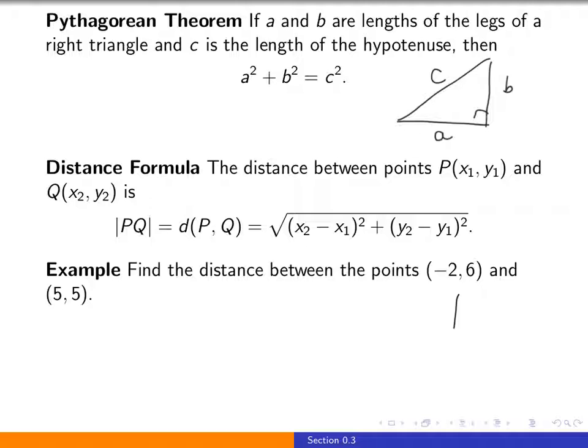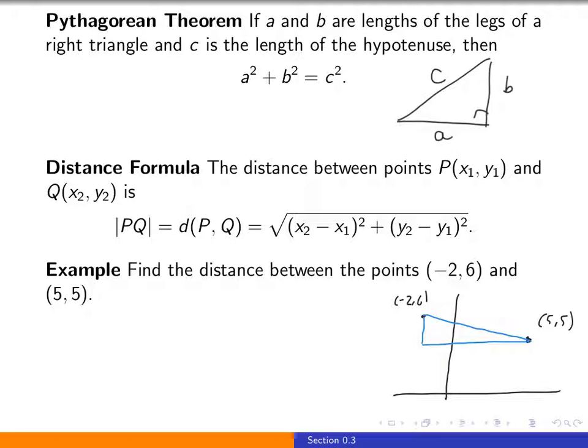I would like to find the distance between the points minus 2, 6 and 5, 5. So let's say minus 2, 6 is about here, and 5, 5 is about here. And what I'm going to go ahead and do is draw a right triangle associated with this. I'm going to go down 1 and then over to that point.